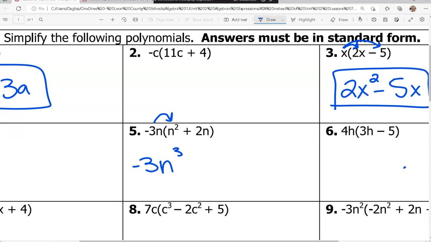All right? Distribute it to my last piece. Negative 3n times 2n. Do your coefficients. What's negative 3 times 2? Negative 6. And what is n times n? N to the power of 2. Is it in standard form? Yes, it is.